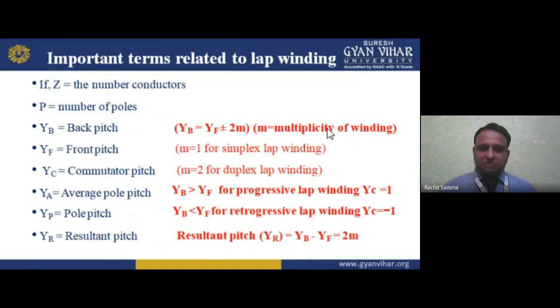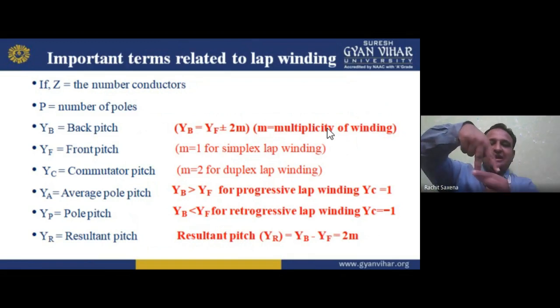Average pole pitch. Pole pitch we can say is the distance between two adjacent poles. If I'm talking about the coil pitch, coil pitch is the gap between the starting and ending of it. For example, these are the two poles, and the distance between two adjacent poles is known as pole pitch. And we're having the winding like this. So starting and ending, the distance is known as coil pitch.